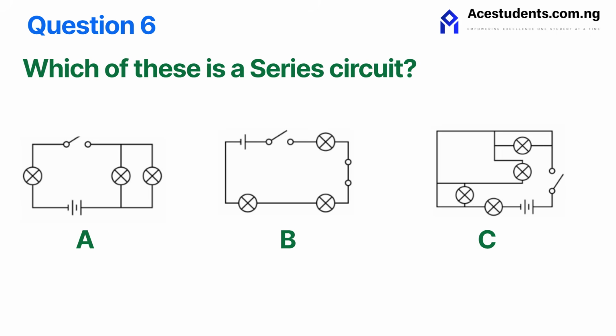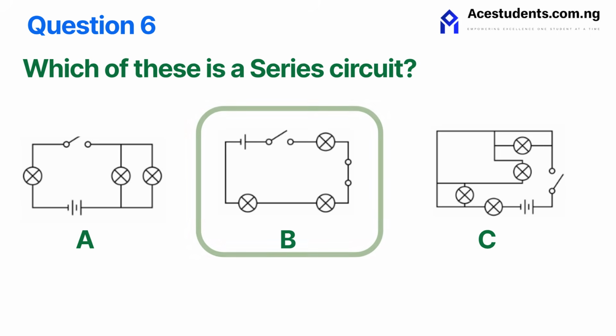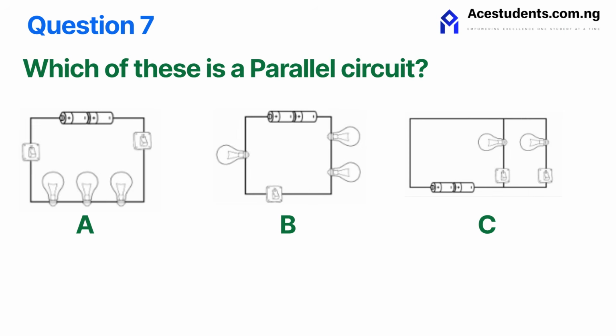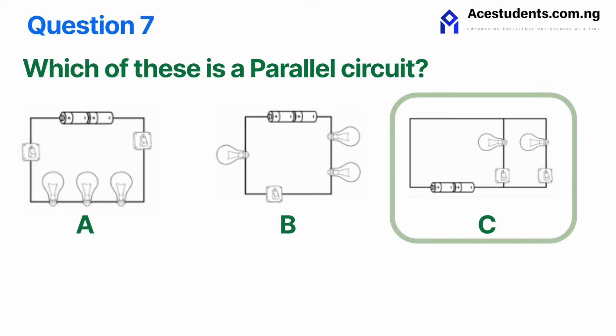The correct answer is B. This circuit shows a single, unbroken loop where components are connected one after another. Question 7. Which of these is a parallel circuit? Look for the branches that allow the current to split. The correct answer is C. This diagram clearly shows separate branches, which is the defining characteristic of a parallel circuit.